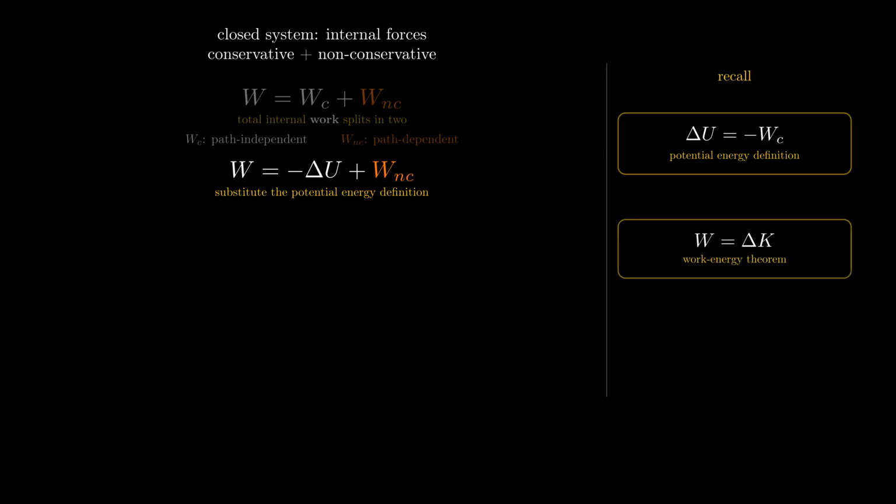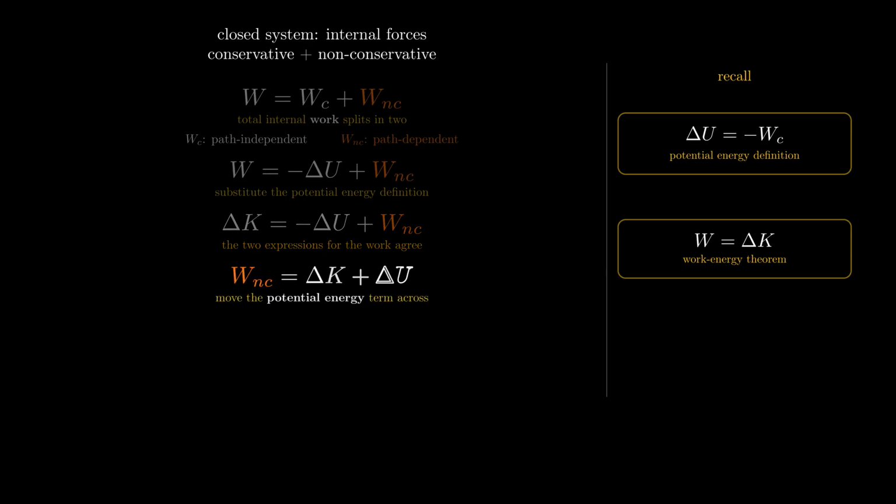The work energy theorem gives a second handle on the same quantity. The total work equals the change in kinetic energy. Set the two expressions equal, and delta K equals minus delta U plus the non-conservative work. Move delta U to the left side, and the result is clean. The non-conservative work equals delta K plus delta U.